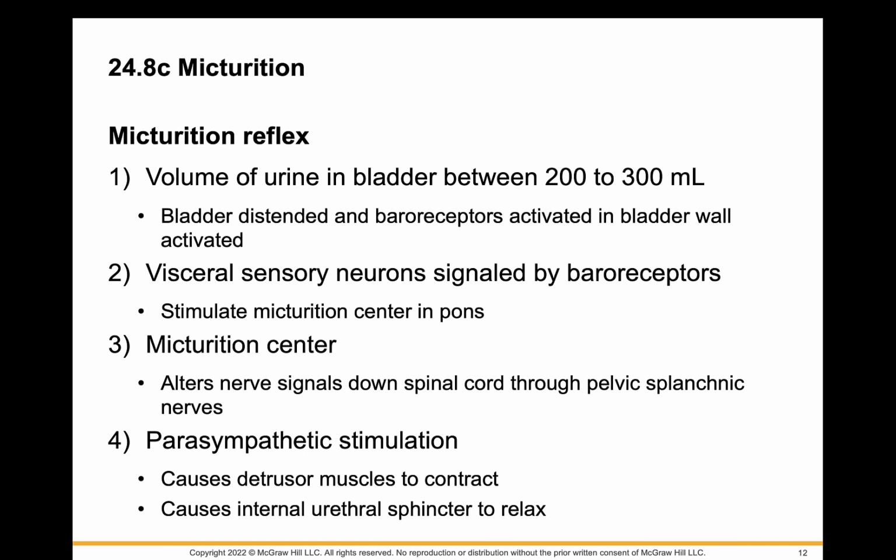The micturition reflex. Once the volume of urine in the bladder reaches 200 to 300 mL, you start to see the bladder distended. Baroreceptors are going to be activated in the bladder wall. There are visceral sensory neurons that are signaled by these baroreceptors. They will actually stimulate a center within the pons known as the micturition center. The micturition center alters nerve signals down the spinal cord through the pelvic splanchnic nerves, and this is primarily going to be parasympathetic stimulation. This causes the detrusor muscle to contract, and also causes the internal urethral sphincter to relax.